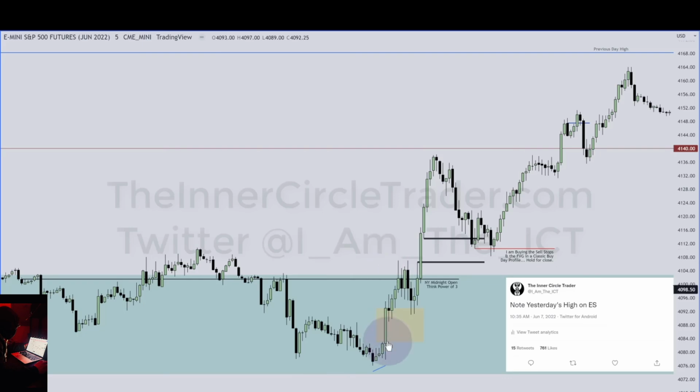But for now, this is that 5-minute chart returning back into that 15-minute imbalance. So that's there for your edification as well. This is the opening price at midnight. That's what that level is. Now I teach if we're bullish, we want to be buying at or close to the opening price.